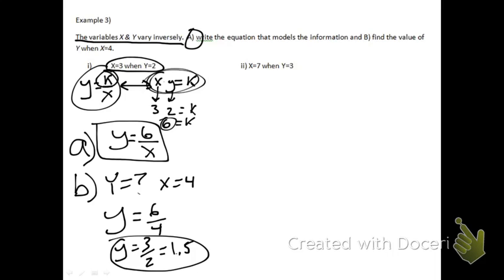I'm going to ask that you guys try this one on your own. It's the same problem, but just different numbers. You're trying to find the equation for A that models the inverse variation, and then for part B, you're going to find what is y when x is 4. Okay, so go ahead and give that a shot.